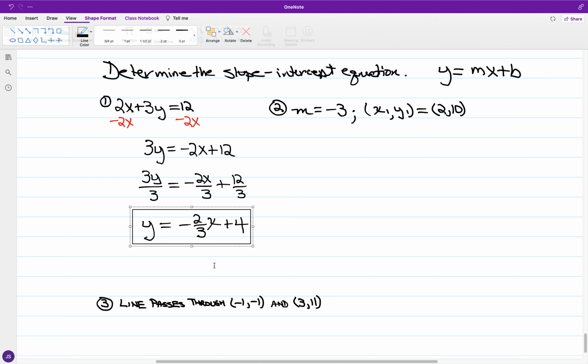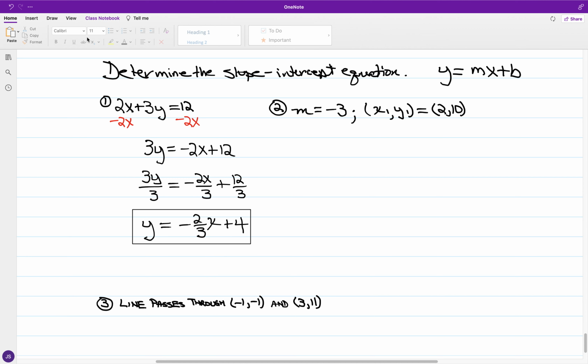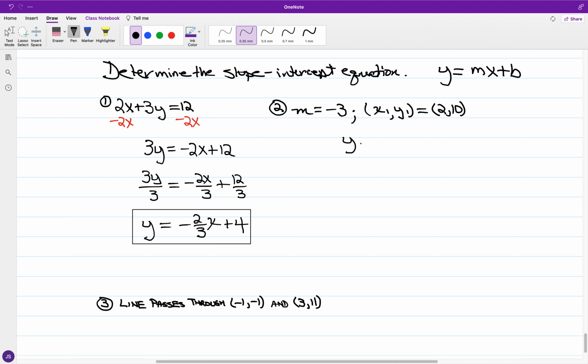So the slope-intercept equation for what we have in case number 1 is y is equal to -2/3 of x plus 4. Now, in looking at what we have in the second case, we have the slope given and a point through which the line passes also provided, and utilizing the point slope equation as a pathway to getting to the slope-intercept.